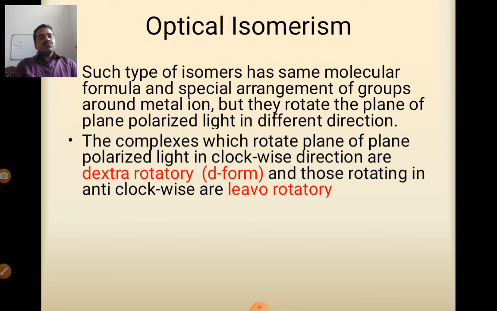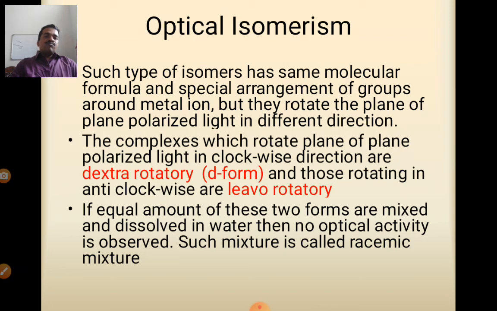The complexes which rotate the plane of plane polarized light in a clockwise direction are called dextrarotatory, represented by the small d form, and those rotating in an anti-clockwise direction are called levorotatory, denoted by the small l form. Or dextrarotatory may be represented by the plus sign, and levorotatory may be represented by the minus sign.